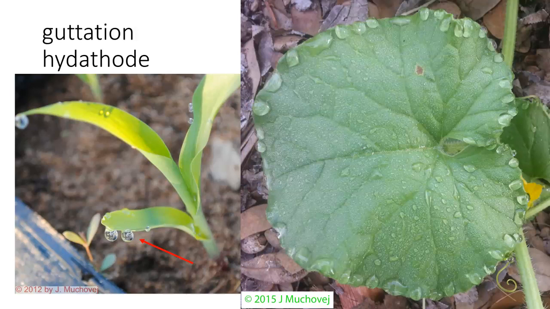Here's another leaf. This is a cucumber leaf. And what you see is the guttation. And notice, it's really all around the edge of the leaf. And that's because this moisture is coming out of the hydathode.